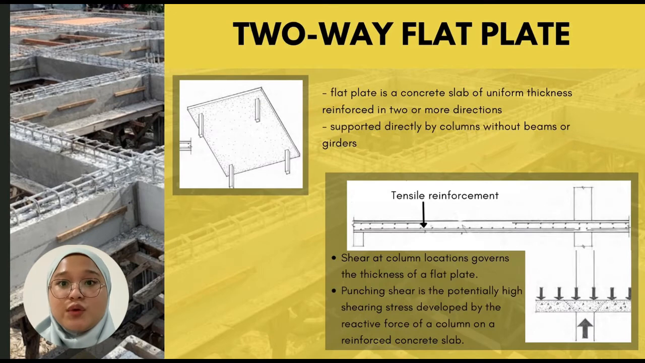Next is a two-way flat plate. So a flat plate is a concrete slab of uniform thickness reinforced in two or more directions, and it is also supported directly by columns without beams and girders. As you can see, the area shows the tensile reinforcement. Shear at the column location governs the thickness of a flat plate, and punching shear is the potentially high shearing stress developed by the reactive force of a column on a reinforced concrete slab as well.